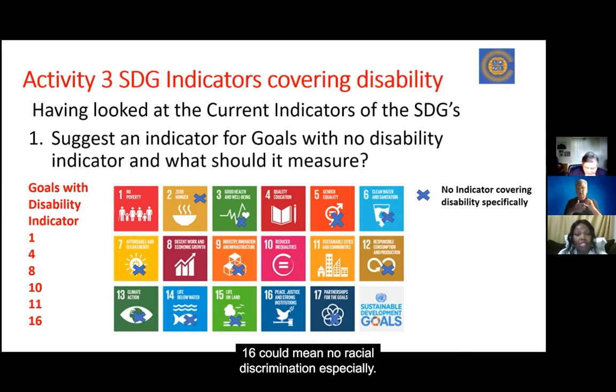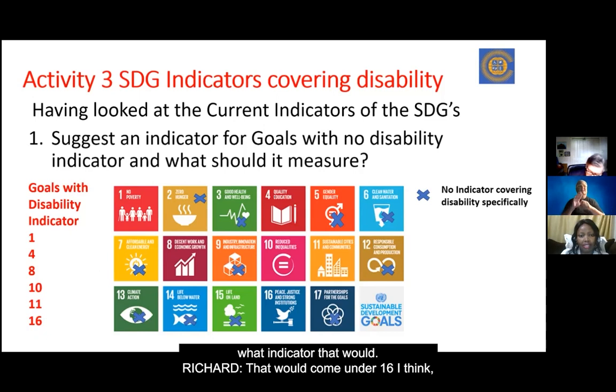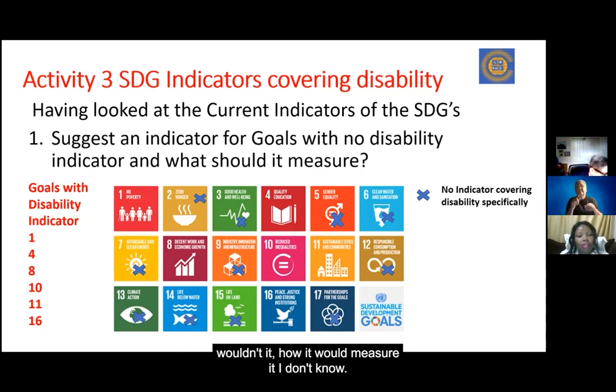Goal 16 could mean no racial discrimination, especially for those who have double or triple discrimination. But I don't know what indicator that would be. Probably that would come under 16, wouldn't it? I think so, but how it would be measured, I don't know.